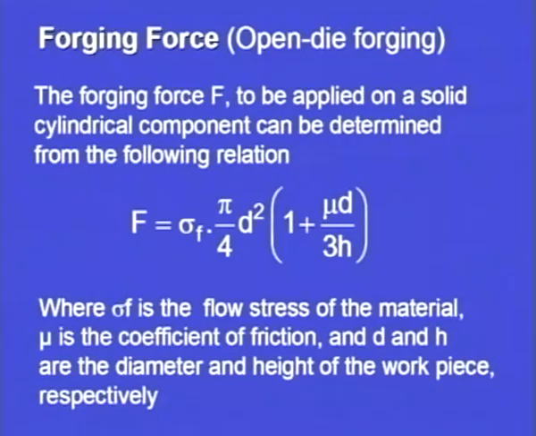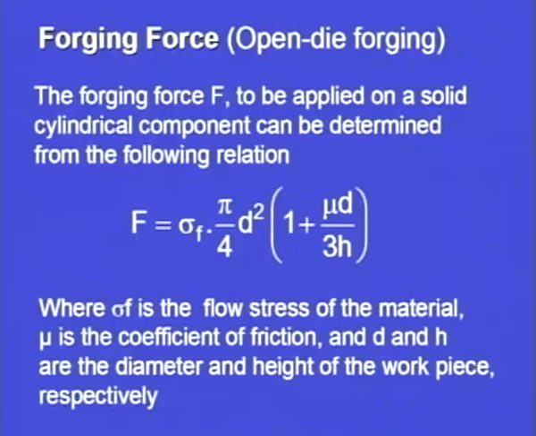The relation is F is equal to sigma F pi by 4 d square, in bracket 1 plus mu d divided by 3 h. It is clearly visible on your screens. You can see the formula for calculating the forging force.